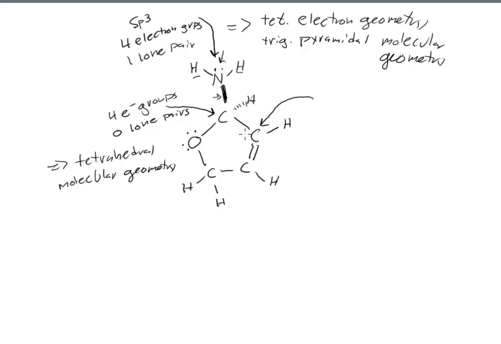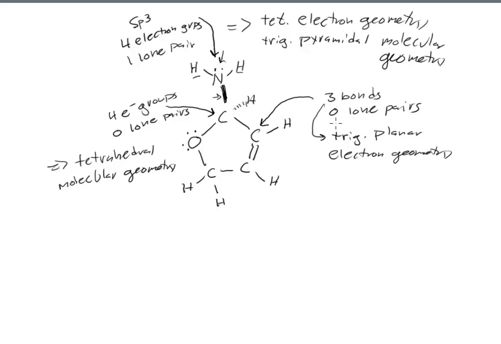How about this carbon here? I would count 1 CC bond, 1 CH bond, and 1 CC double bond. So 3 bonds, 0 lone pairs. If you remember our earlier discussion, 3 bonds implies trigonal planar electron geometry. And because there are 0 lone pairs, it's the same as the molecular geometry.